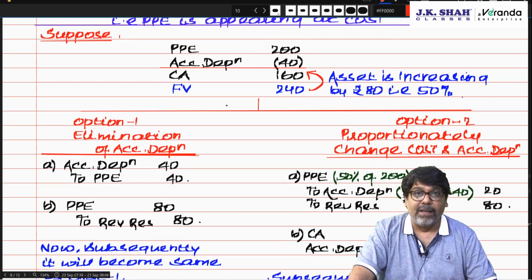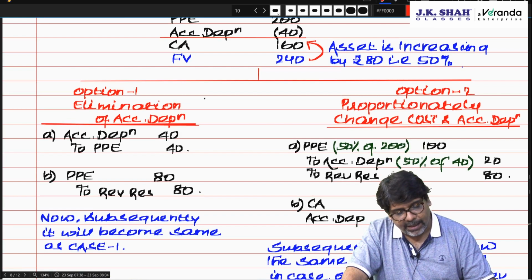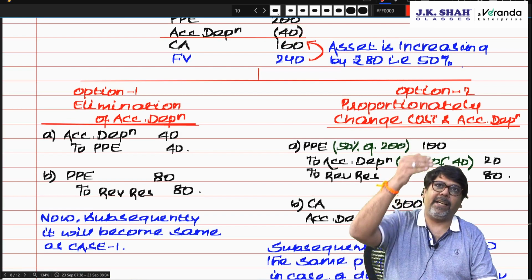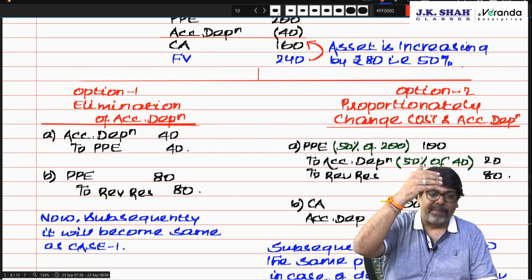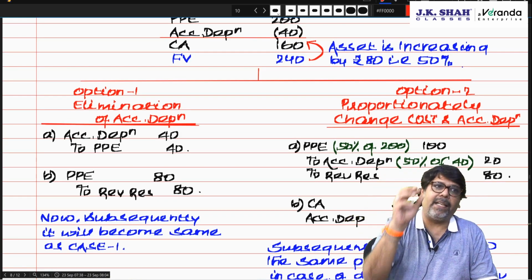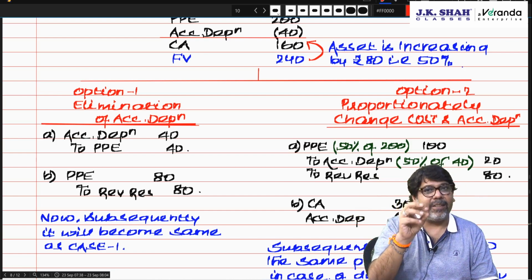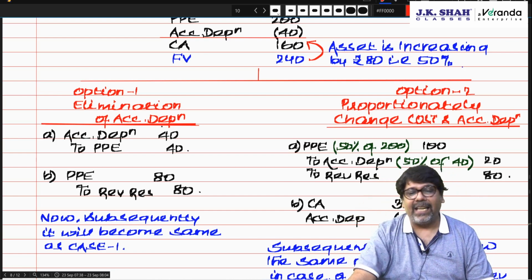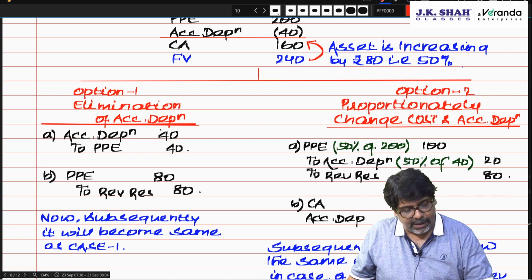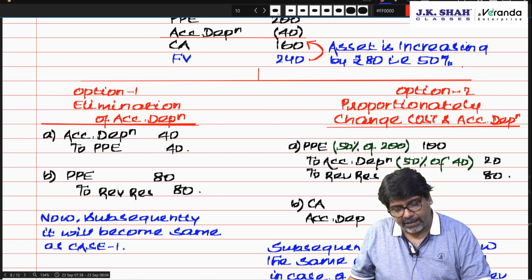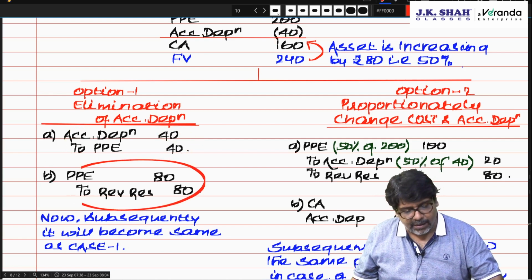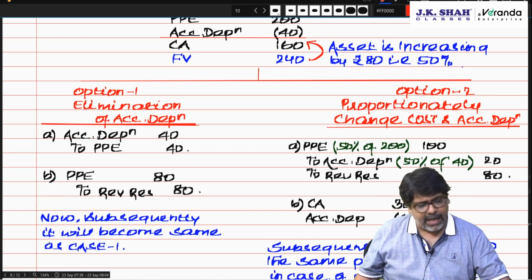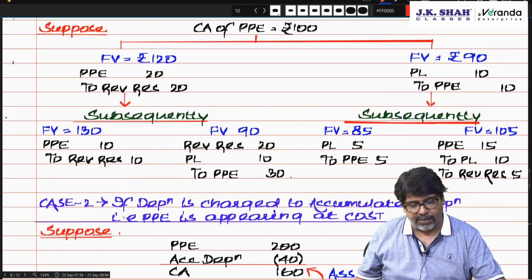So what do we do? First option is to eliminate accumulated depreciation. Whatever entry you had passed, depreciation to accumulated depreciation, that accumulated depreciation you remove. So accumulated depreciation to asset. Your accumulated depreciation has gone and the asset has now become 160. So after elimination of accumulated depreciation, you pass the normal entry. Correct? And subsequently, whatever we did here, the same thing will follow.